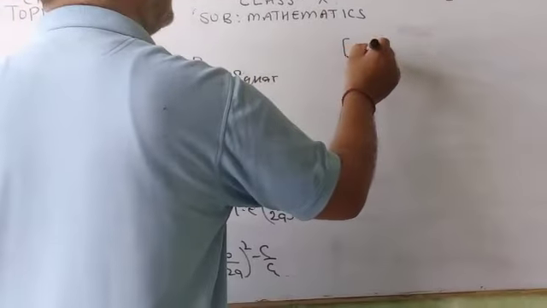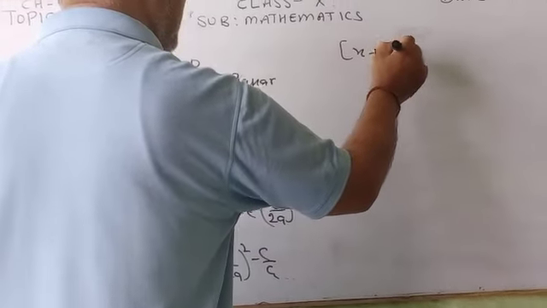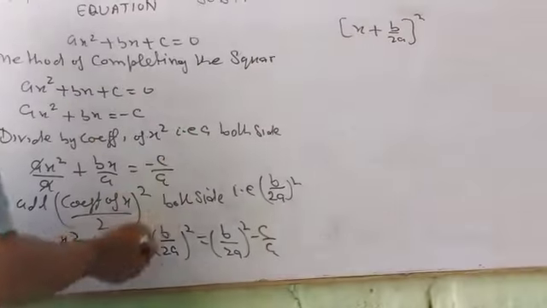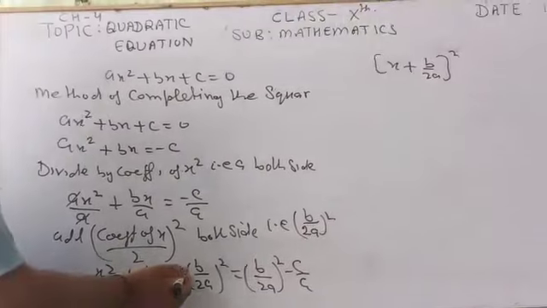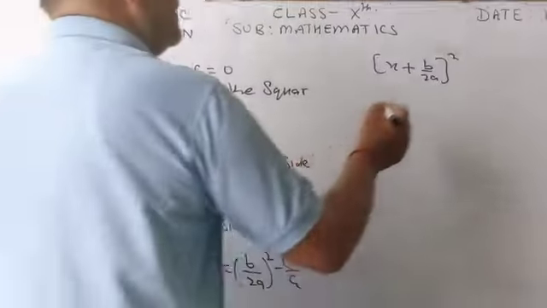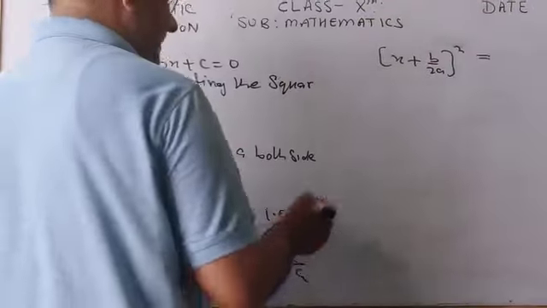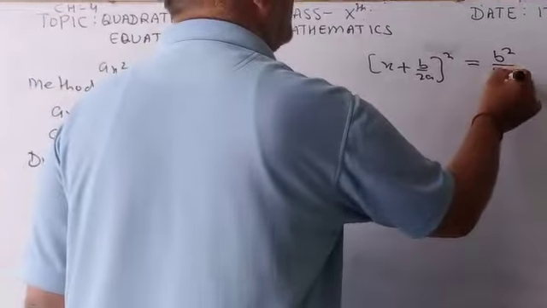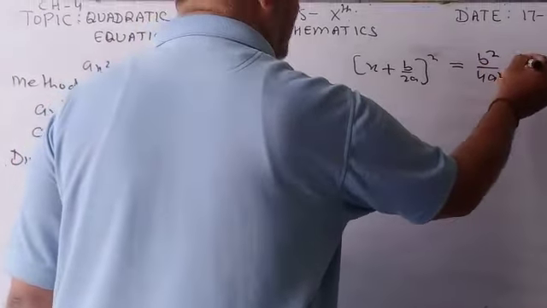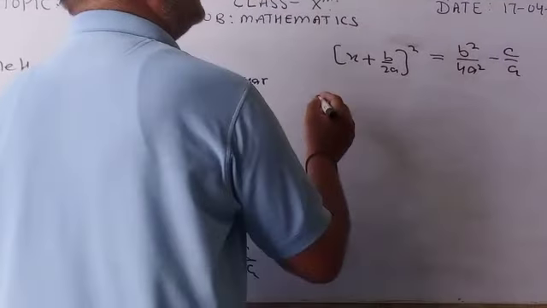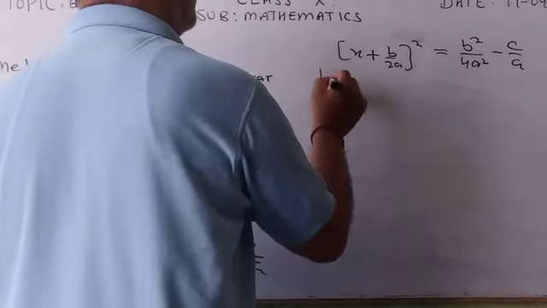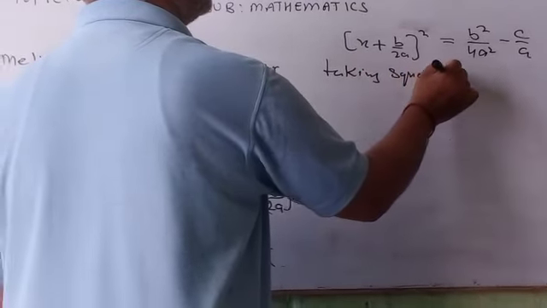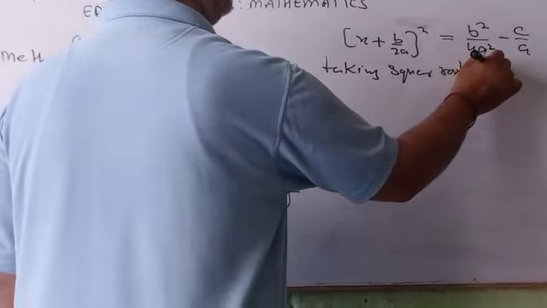Write down x plus b upon 2a whole square. After solving here, you get x square plus b upon a x plus b upon 2a whole square, and on the other side b square upon 4a square minus c upon a. Taking the square root on both sides.